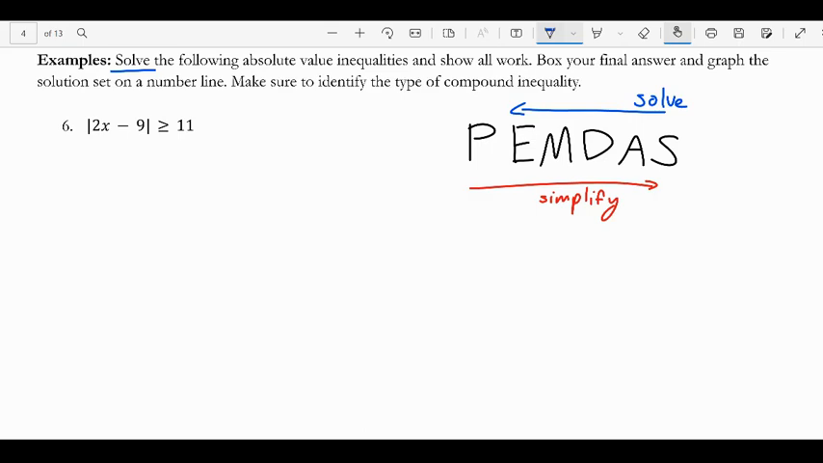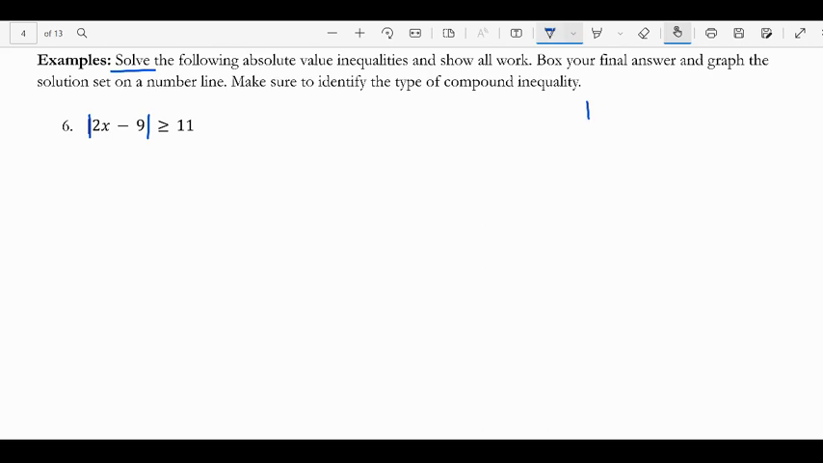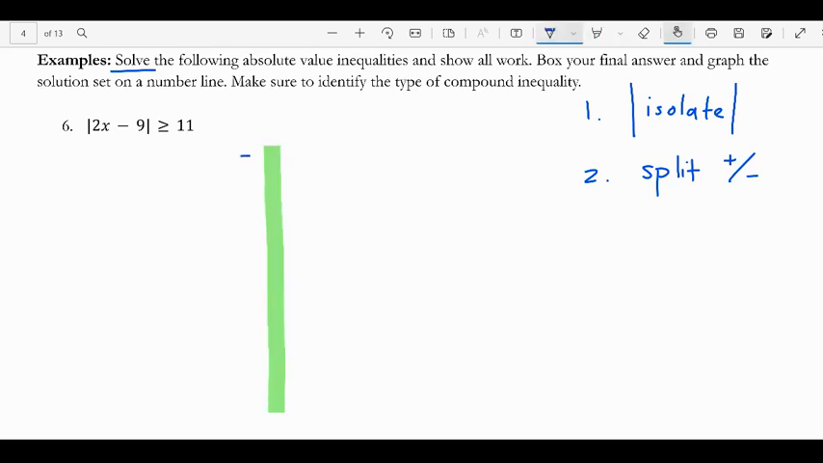Okay. The first step to solving this absolute value function is to get the absolute value part right here by itself on one side of the equation. So the first step is to isolate the absolute value quantity by itself on one side of the equation. Once you've done that, the second step is to split this between a positive and a negative. So if I split this between a positive and a negative, I would have a positive on one side and a negative on the other side.